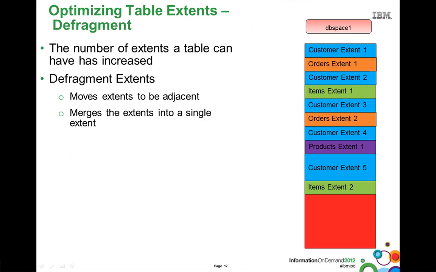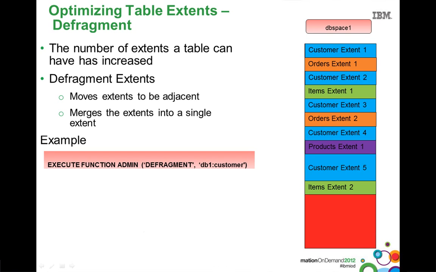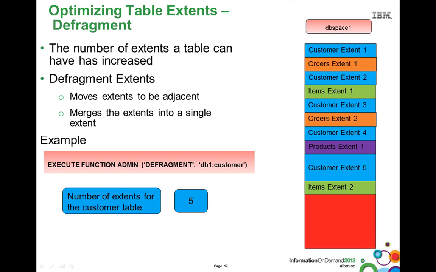So what we're going to actually do is, while people are inserting, updating, and deleting to this table, we are going to move the extents to some free space, combining the extents into one extent. And we are actually going to go through this in motion so you can see this happen. So when we start, we run the command defragment, and we provide the database and table name. So we're going to start defragmenting the customers table. And currently there are 5 extents.